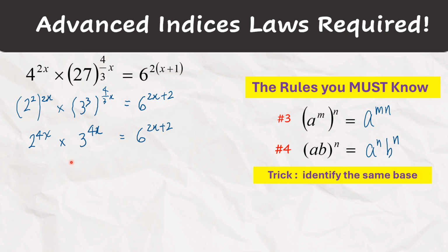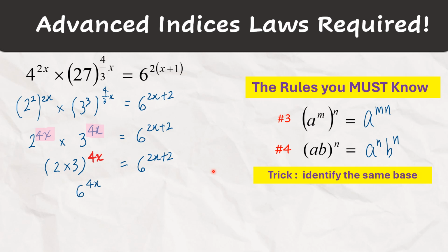Now, what I would like all of you to take a look at is the left hand side. You will notice that they do have something in common. Both terms have different bases, but they have the same index. So I can apply law number 4. Law number 4 is basically having a common index, isn't it? By applying law number 4, on the left hand side I'm able to rewrite this as 2 times 3 to the power of 4x, so I get the base of 6.